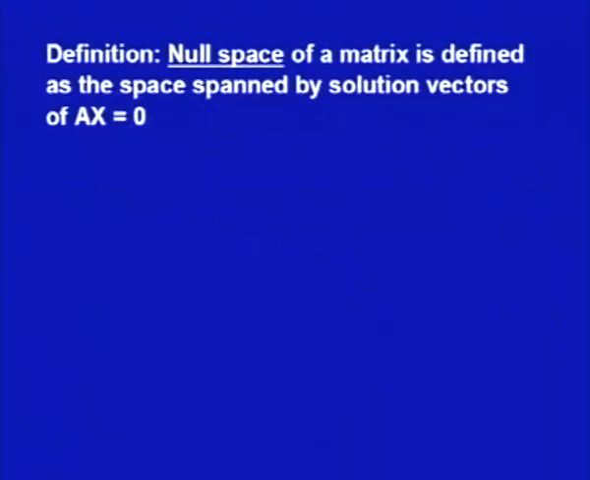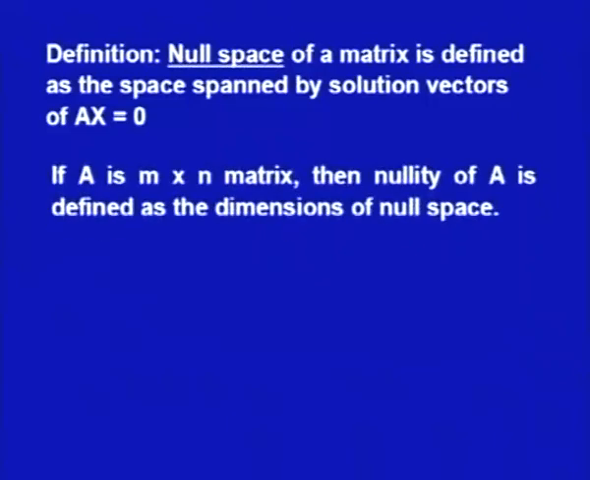Now, we discuss the null space of a matrix. First, we will define what we mean by the null space of a matrix. It is defined as the space spanned by the solution vectors of the system Ax equal to 0. So, if A is an m by n matrix, then the nullity of A is defined as the dimension of the null space.